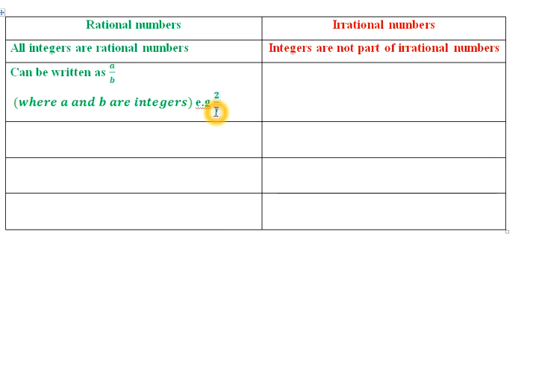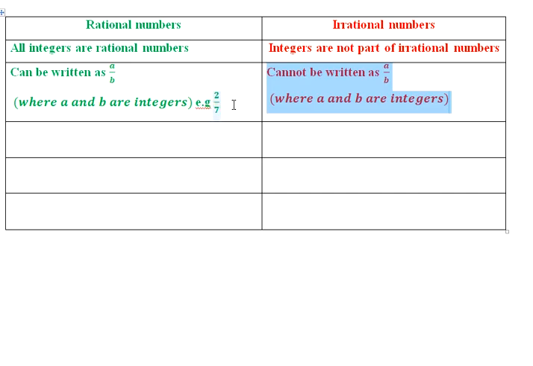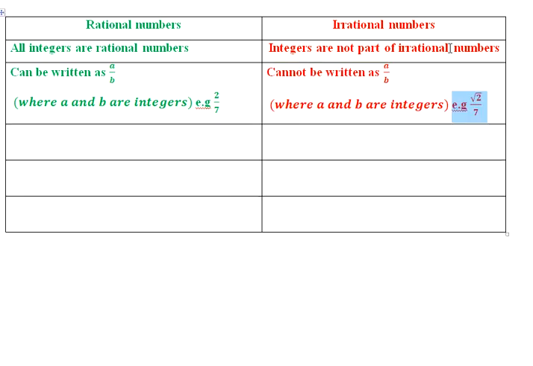But if we write irrational numbers as a fraction, that means either the numerator or the denominator is not going to be an integer, or both of them are not going to be integers. So here we've got the square root of 2 all over 7. The square root of 2 is not an integer because 2 is not a perfect square, but 7 is an integer. And because the square root of 2 is not an integer, this is an irrational number.